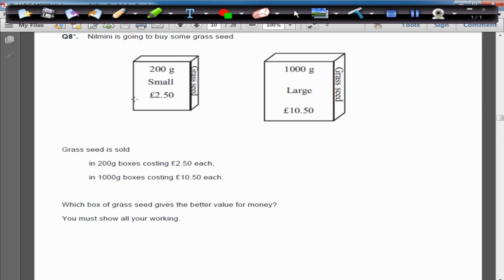How do you pronounce the name? Nilmini. Nilmini is going to buy some grass seed. Grass seed is sold in 200 gram boxes costing £2.50 each and 1,000 grams. Which box of grass seed gives the better value for money?